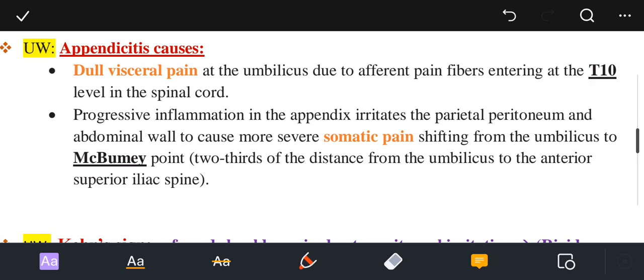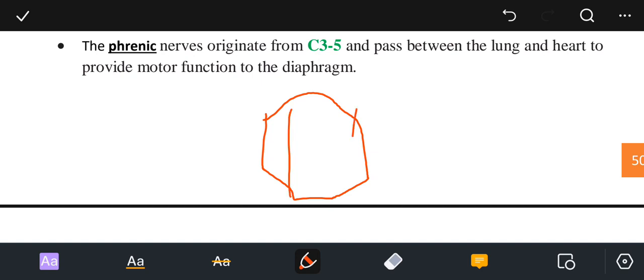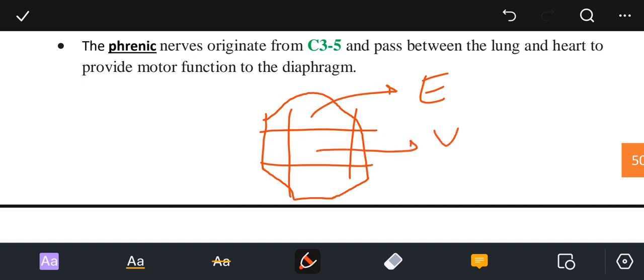So the dull visceral pain at the umbilicus is due to the afferent pain fibers entering the T10 level of the spinal cord. If I could draw an abdomen over here, it looks something like this. If I divide this into nine regions, the uppermost is the epigastrium, then we have the umbilical region, and then we have the hypogastrium, right?